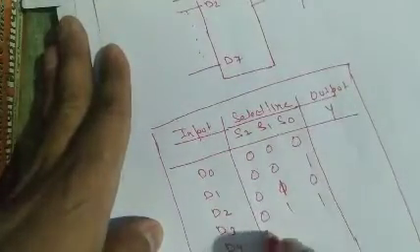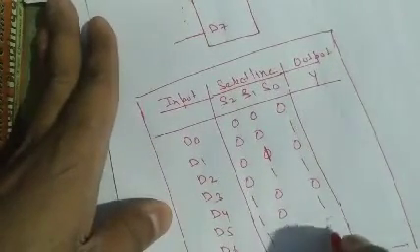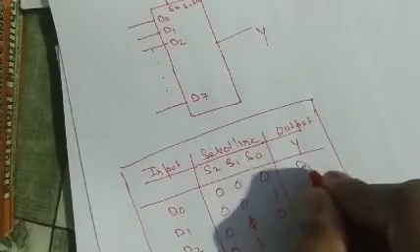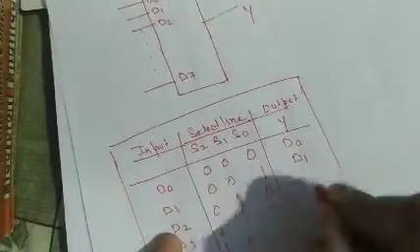Select lines have different combinations: 0 0 0, 0 0 1, 0 1 0, 0 1 1, 1 0 0, 1 0 1, 1 1 0, and finally 1 1 1. For S2 equal to 0, S1 equal to 0, S0 equal to 0, output Y will be equal to input D0. For D1 similarly, D2 similarly, here it will be D3, D4, D5, D6 and D7.